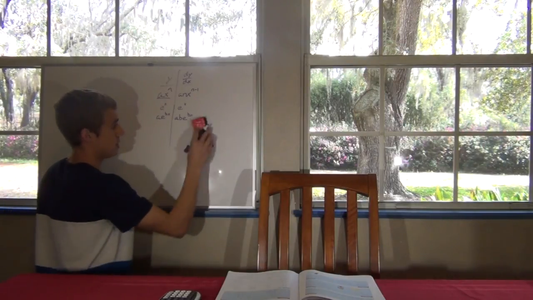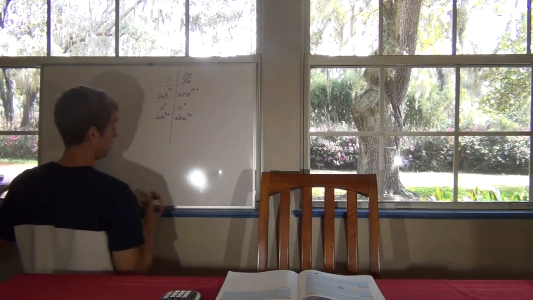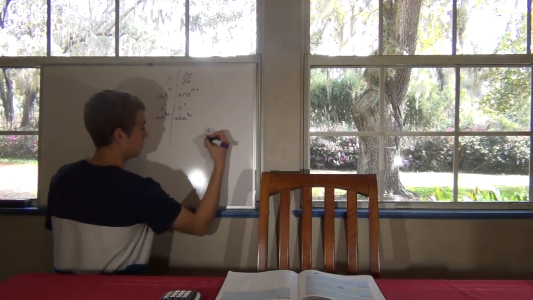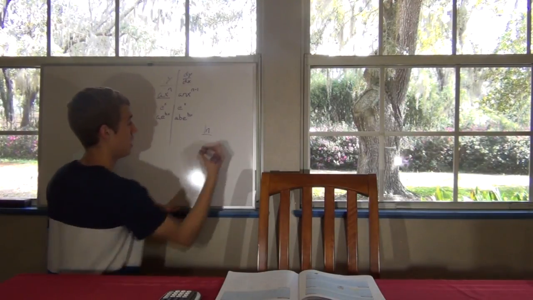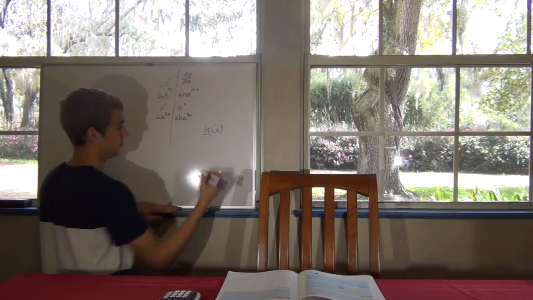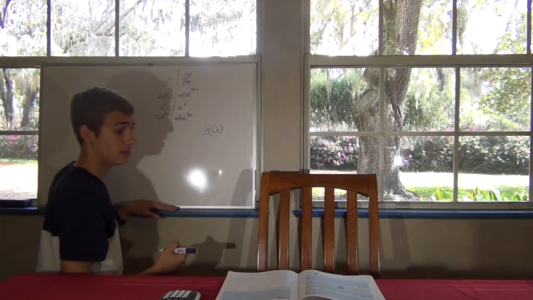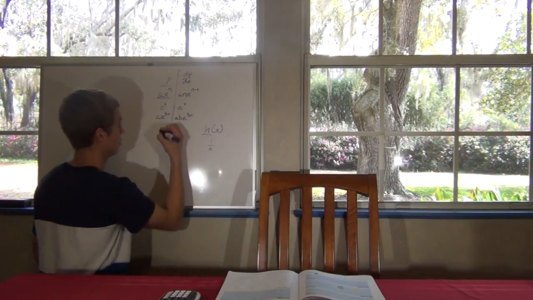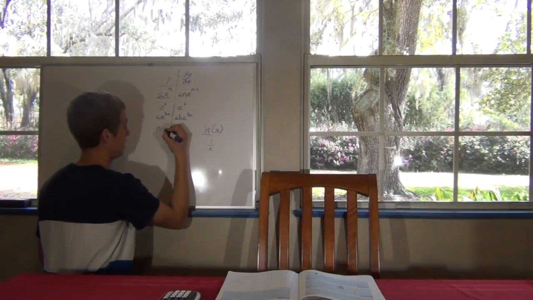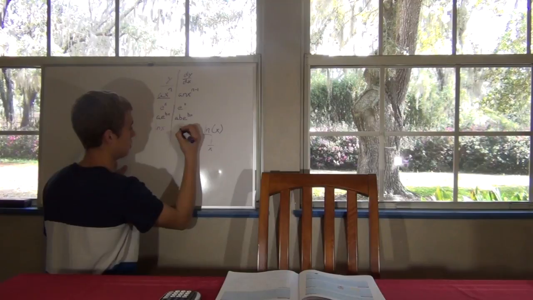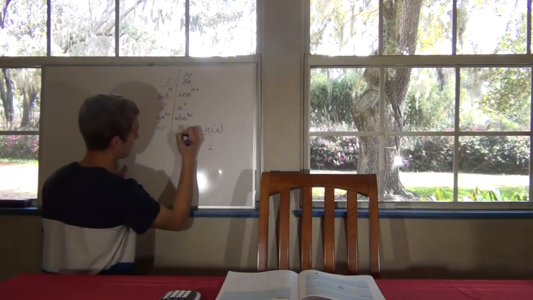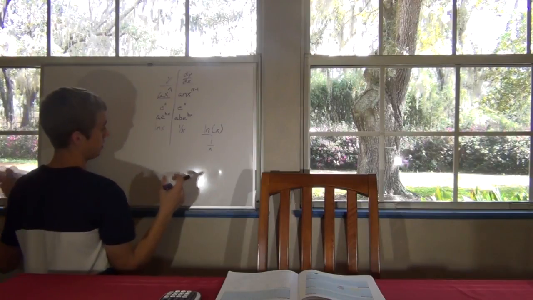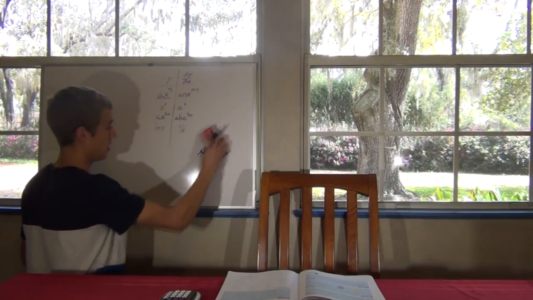Straightforward. Next up, what if you have the opposite of e? The opposite of e, what's the opposite of e? ln. So if you take ln of x, what you end up getting is going to be 1 over x. So with ln of x, you get 1 over x. There you go. And it's pretty straightforward.